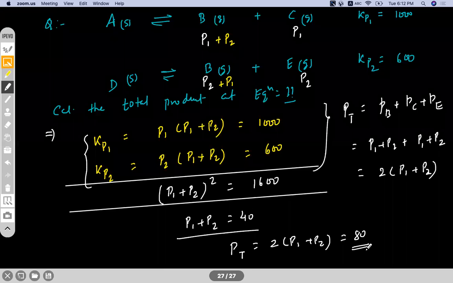Okay, so this is it for this. We are left with two more things in this chapter. The last concept, which is the most important one, is Le Chatelier's principle, okay? Before that, we need to discuss the Arrhenius equation. So the Arrhenius equation will start after the break, and then we'll go into Le Chatelier's principle, the last topic of this chapter. We'll resume the class after the break at 6:30. Okay, take a break now.